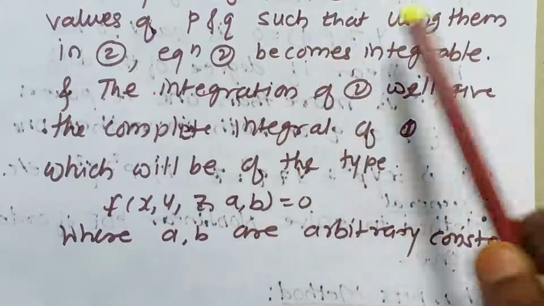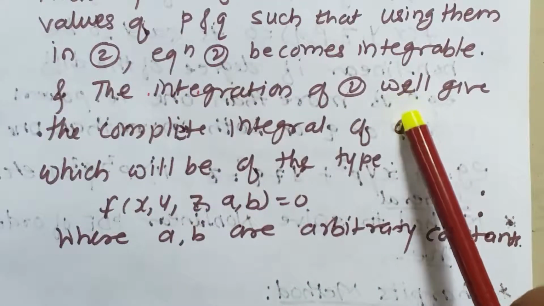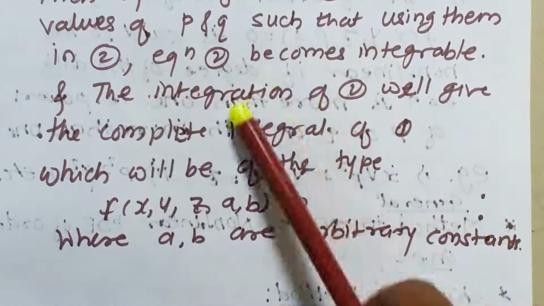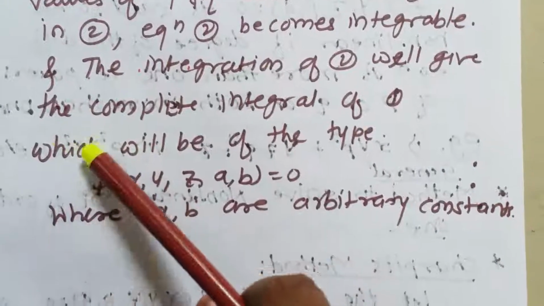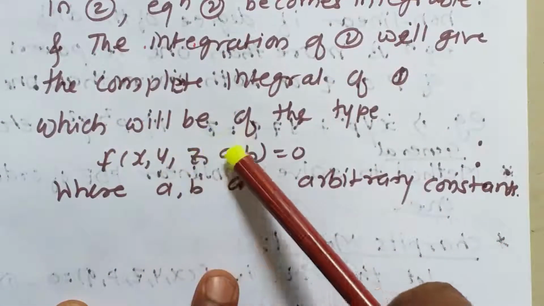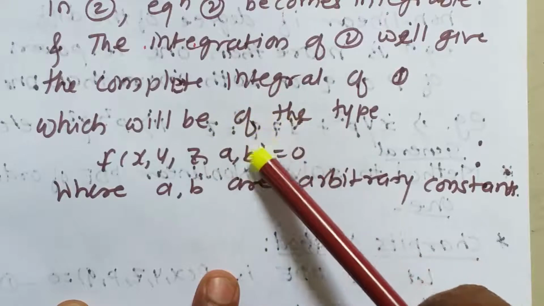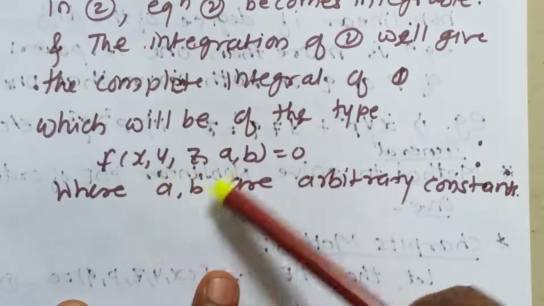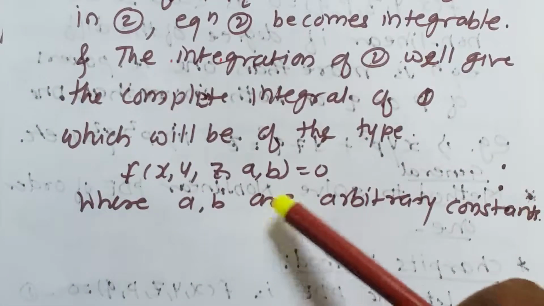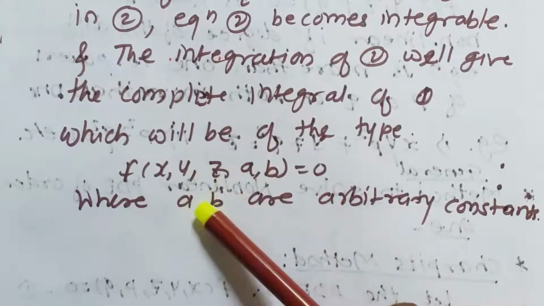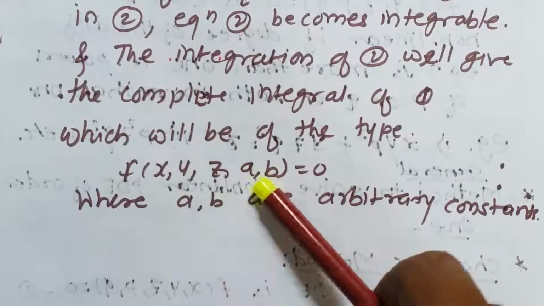And once it becomes integrable, the integration of equation 2 will give the complete integral of 1, that is, the given differential equation. It means that the integration of 2 is your complete integral. Complete integral means the solution of the given problem, which will be of the form f of x, y, z, a, b equal to 0. It means your p and q will get replaced by a and b, where a and b are arbitrary constants. We know that the final solution contains arbitrary constants, and the number of arbitrary constants will be 2 here. A and b will be the arbitrary constants. You can use c1, c2 also, it doesn't matter which notation you use.